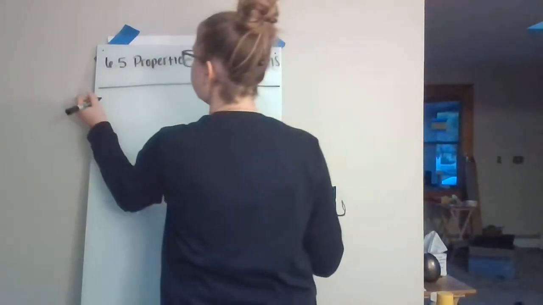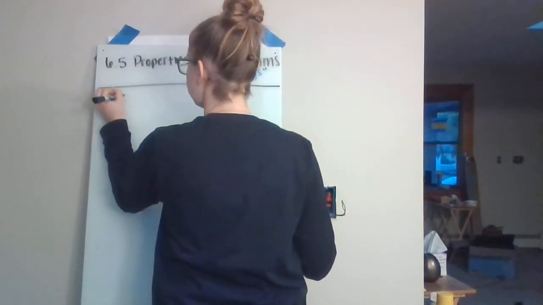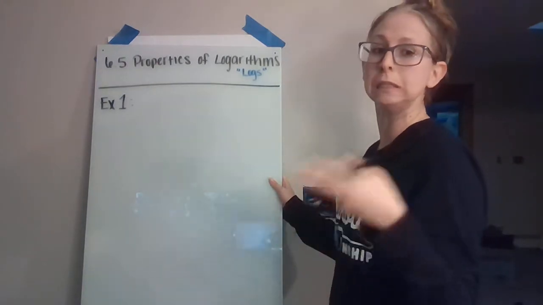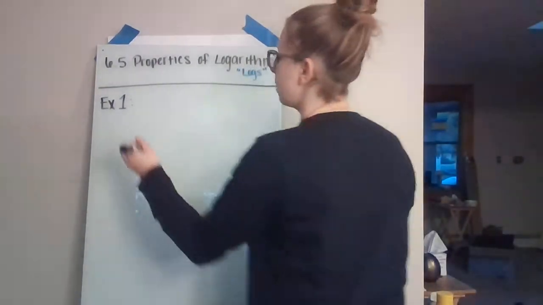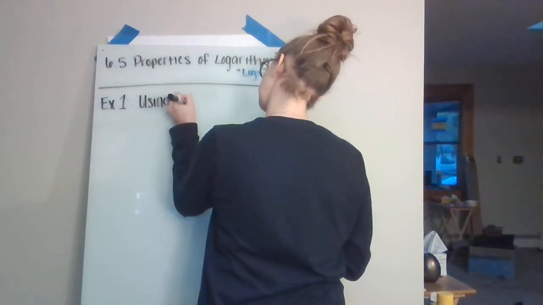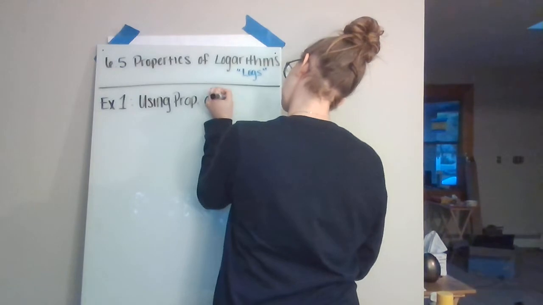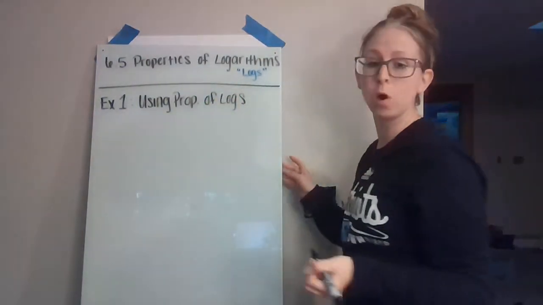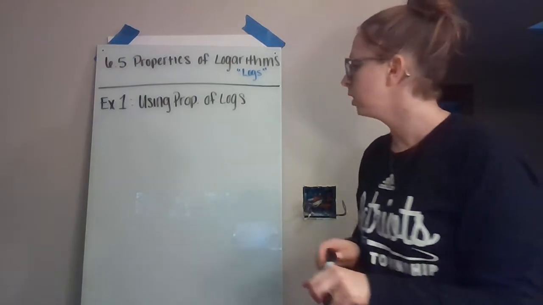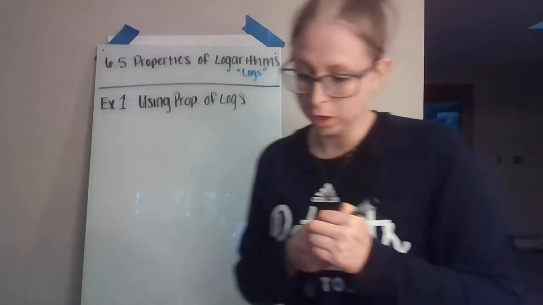All right, so first example. These are usually the ones that the kids don't like the most. This is usually the least liked one. So using properties of logarithms. And just for shortening, I'm always going to probably put properties as props and logarithms as logs. It just makes it quicker.